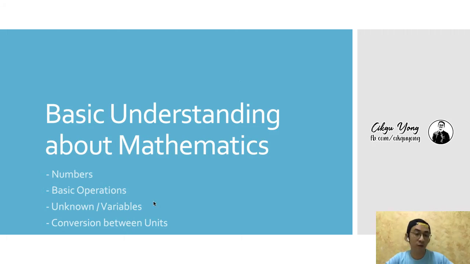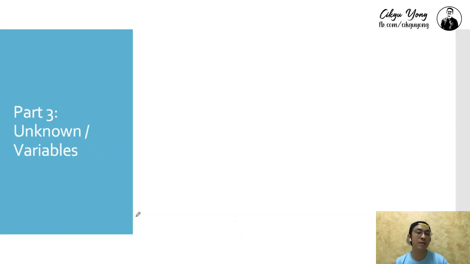So again, we will continue with our third topic, which is about unknowns and variables. All right. So basically, this particular chapter you should be familiar with because you already started learning when you were in primary school. All right. So let's see what are the elements that you have to understand when you encounter unknowns or variables.